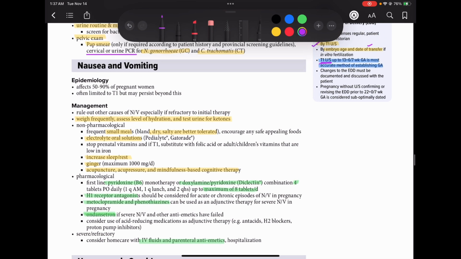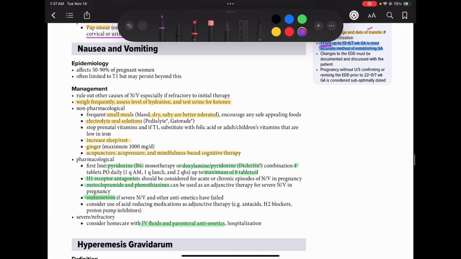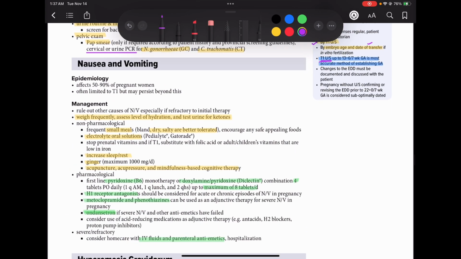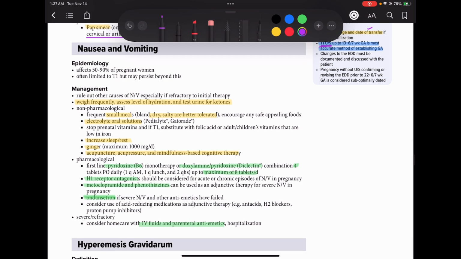Moving forward, we do have some nausea and vomiting and hyperemesis gravidarum. Nausea and vomiting affects pretty much the majority of pregnant women, 50 to 90%. That would be because of hormonal changes. It is often limited to the first trimester, but it may persist beyond it. And what we have to do is make sure that nausea and vomiting is not being triggered by any other thing. We have to rule out other causes.